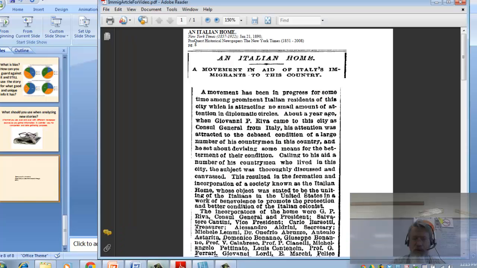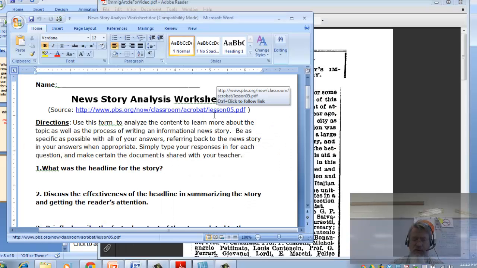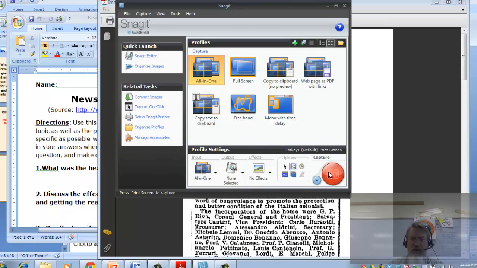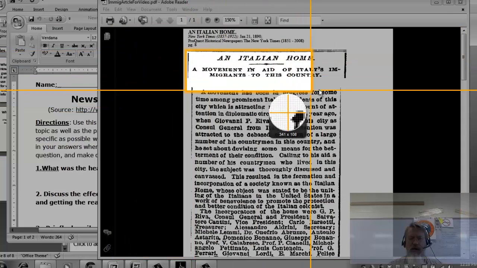So now we're going to go and actually do some comparison work using the news analysis worksheet that is available for you to guide any effort you ever do with this. Okay. So what is the first question? What was the headline of the story? Well, this is a story from the New York Times of January 21st, 1890. And it's called An Italian Home, a movement in aid of Italy's immigrants to this country. It's descriptive. It tells you what it's about. It's not particularly engaging, like exciting and interesting, but it does do the job. So we would take that information.